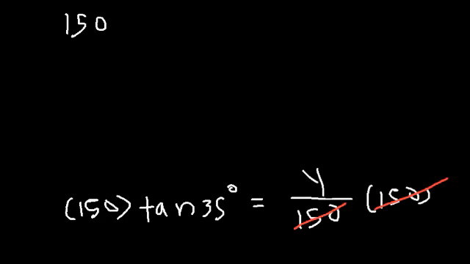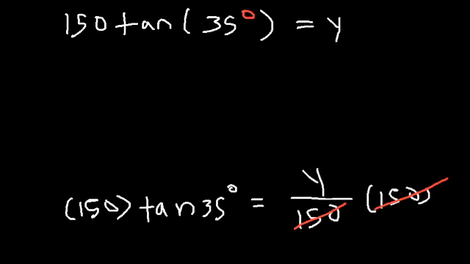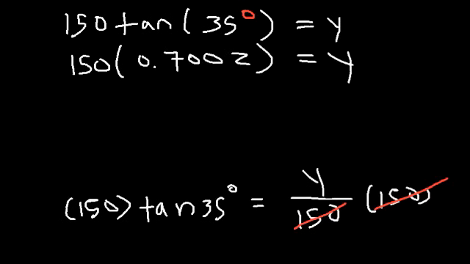So 150 tangent of 35 degrees is equal to y. Now let's type this in. Make sure your calculator is in degree mode. Tangent 35 is about 0.7002. Multiplied by 150, the answer is about 105. So that's the value of y.